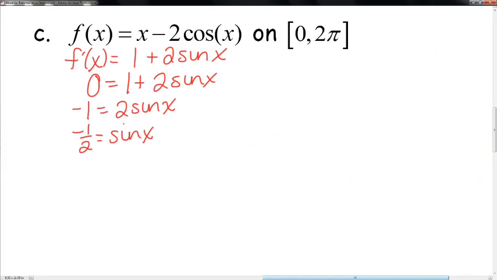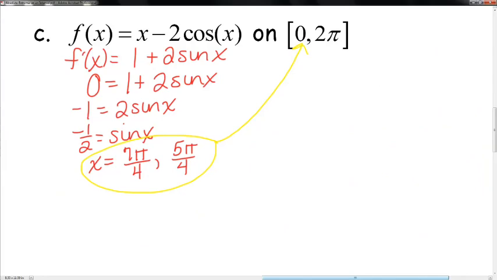Alright, so parts where sine x is negative 1/2, that's going to be in quadrant 3 and quadrant 4. And so when we talk about 1/2, we're talking about 45 degrees. So x is going to be 7 pi over 4 and 5 pi over 4. And so I just want to check, both of these are in my interval, so we're okay. Both of these values are in my given interval.